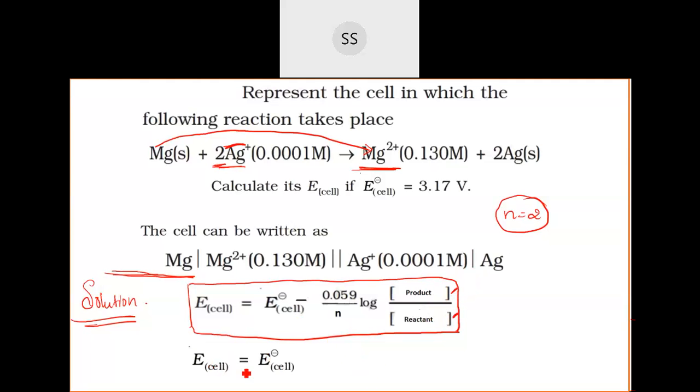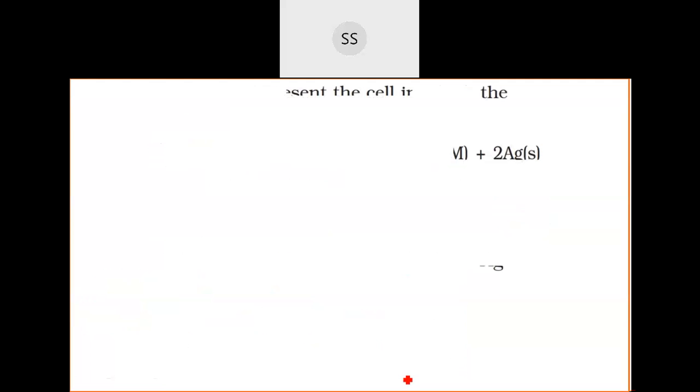So here we will substitute and write. E cell is equal to E naught cell minus, n value we have got as 2, 0.059 by 2, log of product, that is magnesium Mg2+, divided by silver ion. But how many silvers are there? 2 silver ion is there. So power is coming as 2. And now you substitute the values. Whatever values are given to us, we will do the substitution of that.